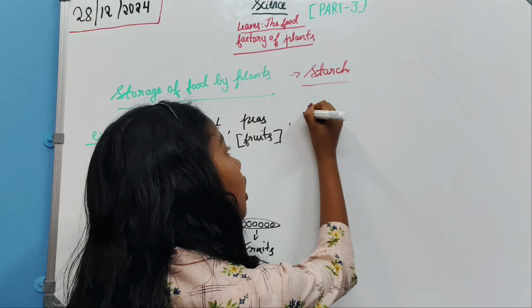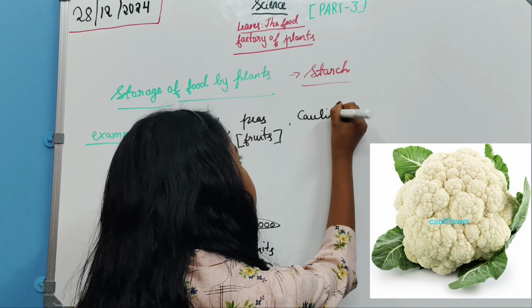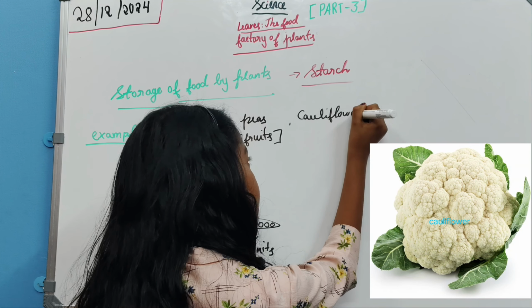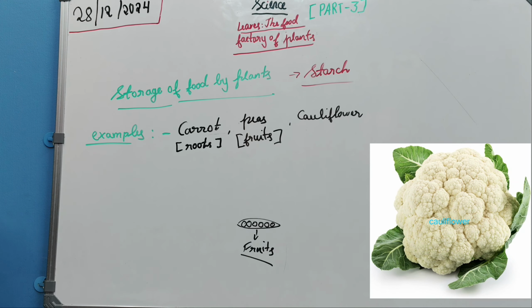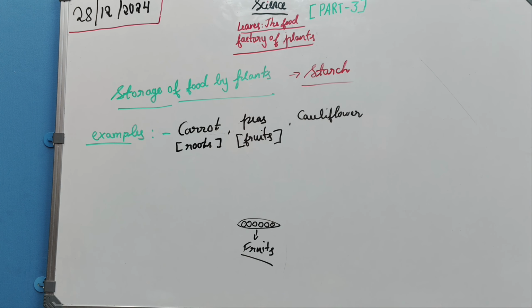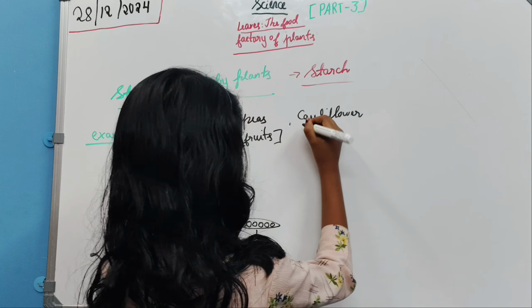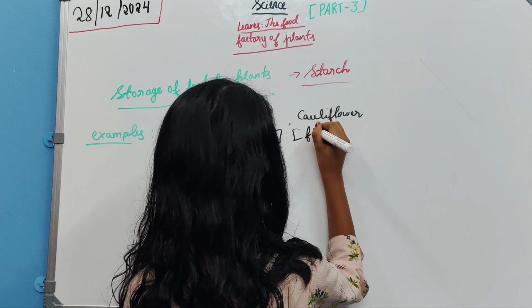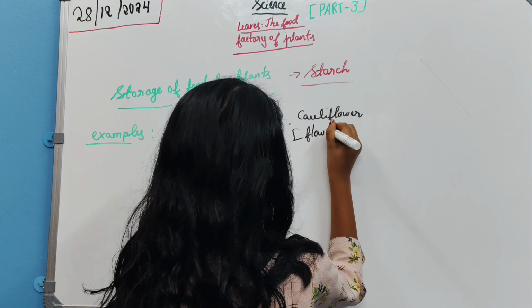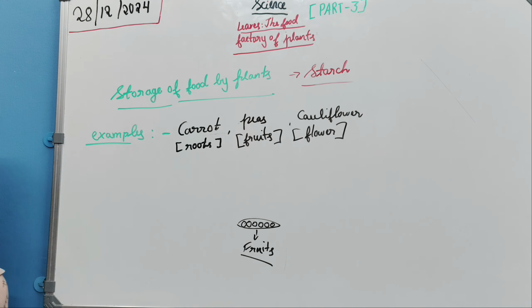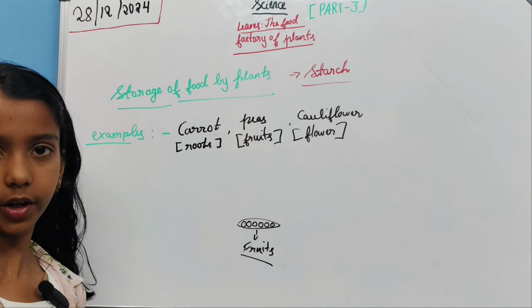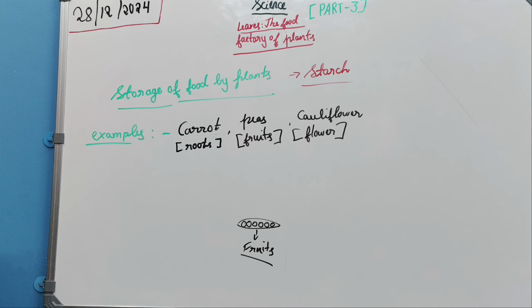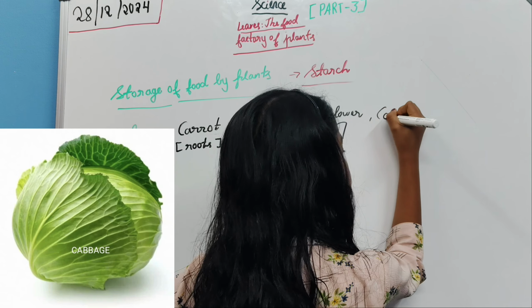Like this only, let's learn some more. Cauliflower. Cauliflower stores the food in the flower. Now let's learn some more examples, like cabbage.